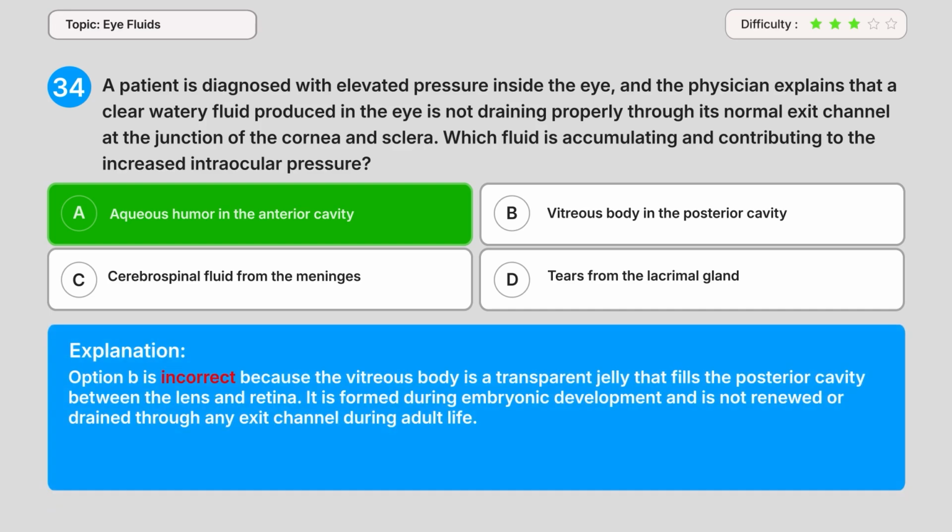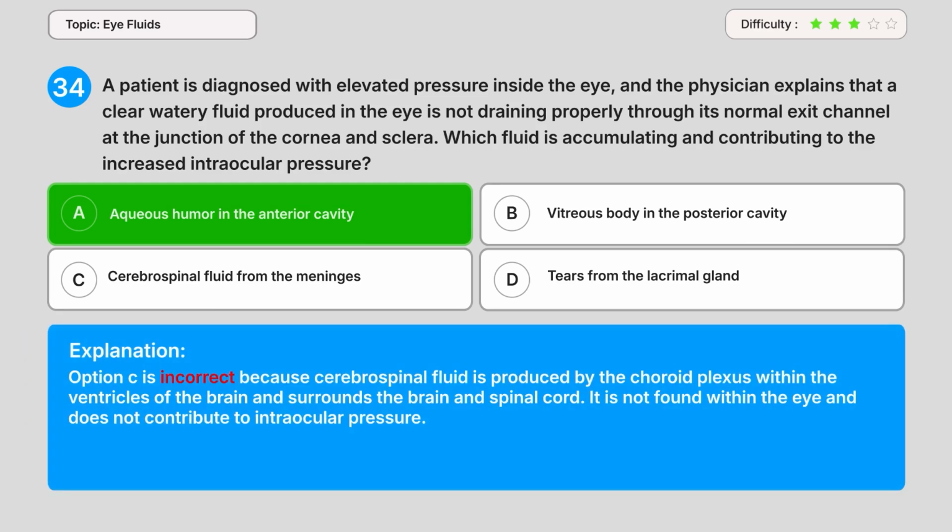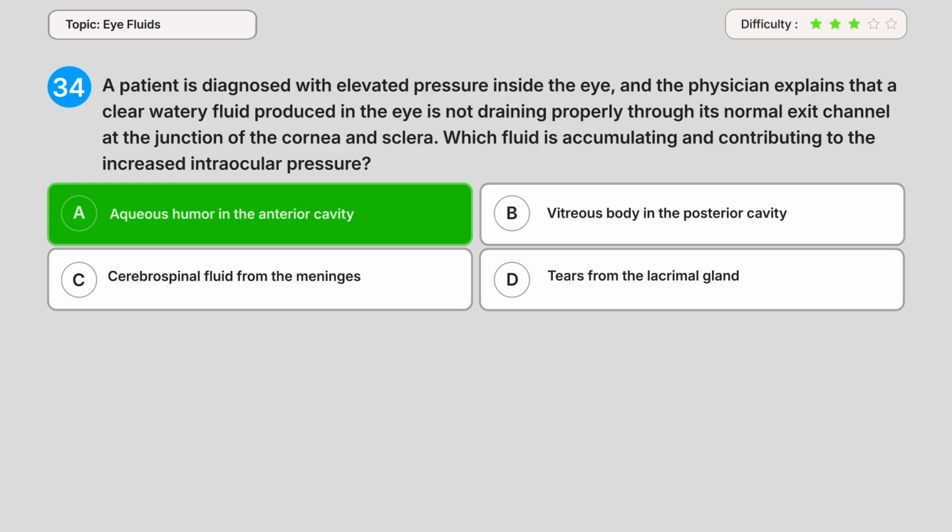Option B is incorrect because the vitreous body is a transparent jelly that fills the posterior cavity between the lens and retina. It is formed during embryonic development and is not renewed or drained through any exit channel during adult life. Option C is incorrect because cerebrospinal fluid is produced by the choroid plexus within the ventricles of the brain and surrounds the brain and spinal cord. It is not found within the eye and does not contribute to intraocular pressure.